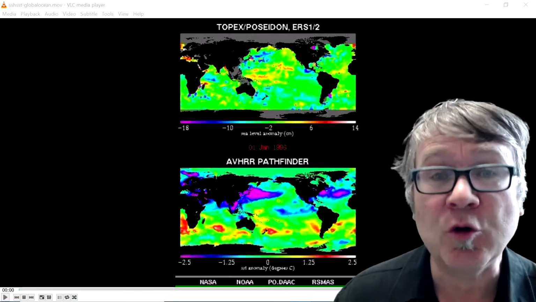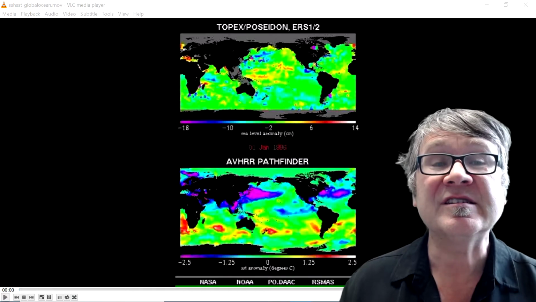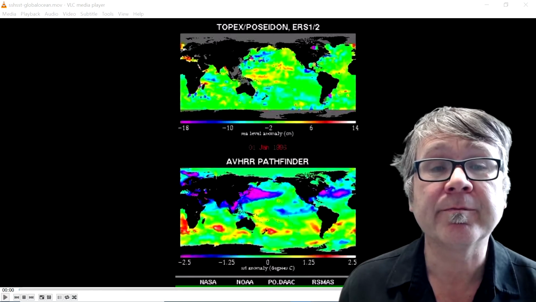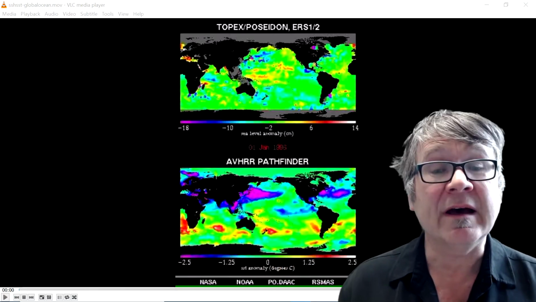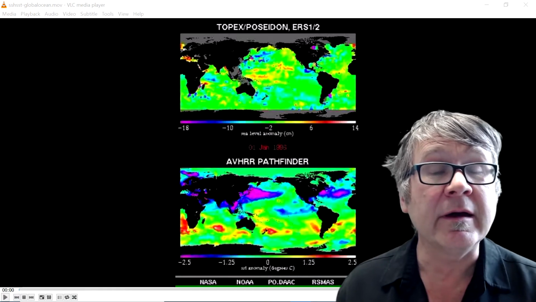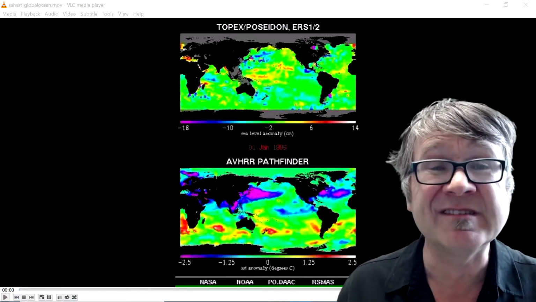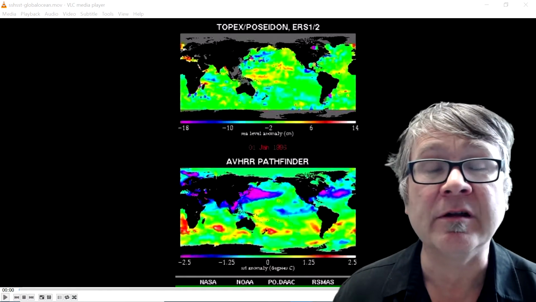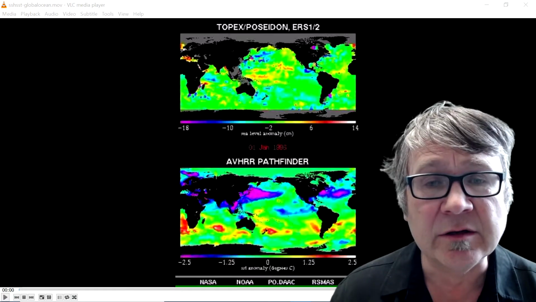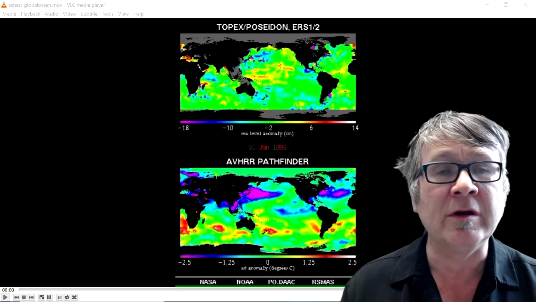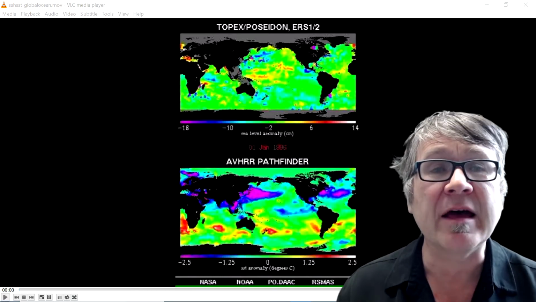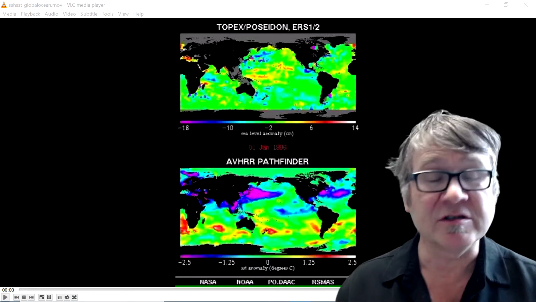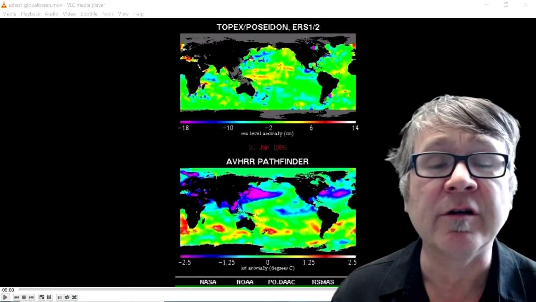So let us explore what's shown here in this animation. These are satellite-derived images, distributions. The top one are sea level anomalies, derived from so-called satellite altimeters. The bottom one are sea surface temperature anomalies. What an anomaly is: you look at the average conditions and you only look at differences compared with the average condition. Then you can have positive anomalies or negative anomalies.